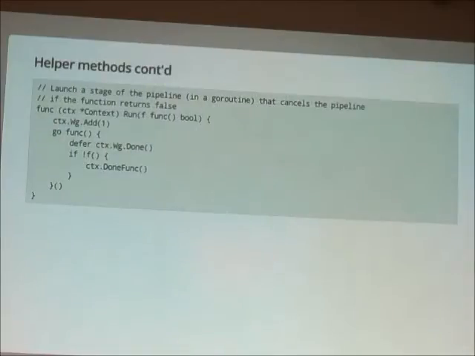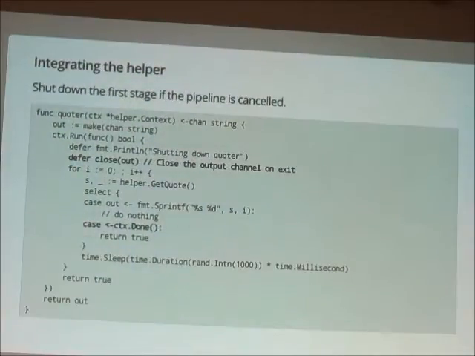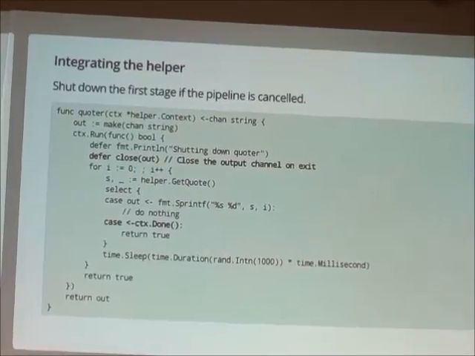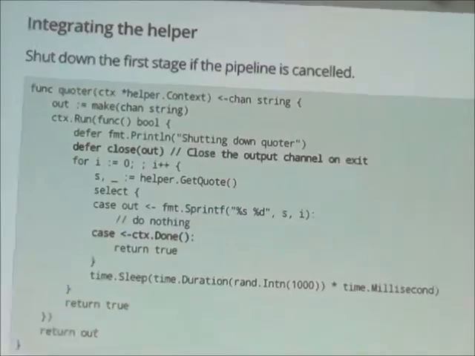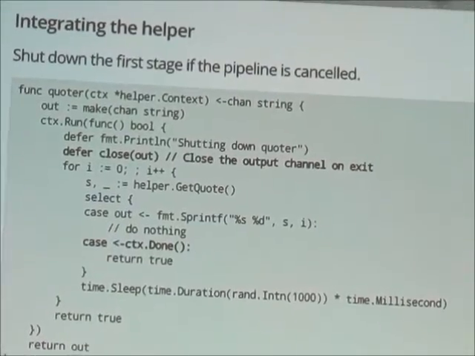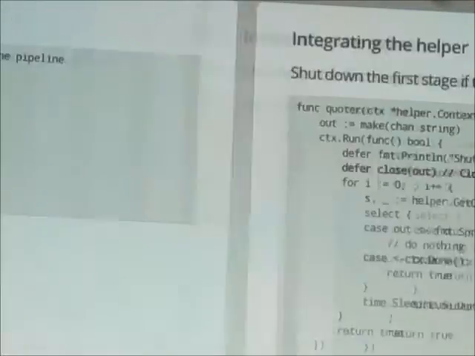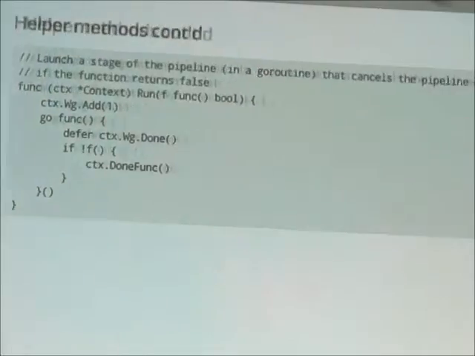So now that we have this context helper, we know we're going to be passing this into each of the stages. So we're calling wait, I skipped over something. Yeah, I skipped over this.